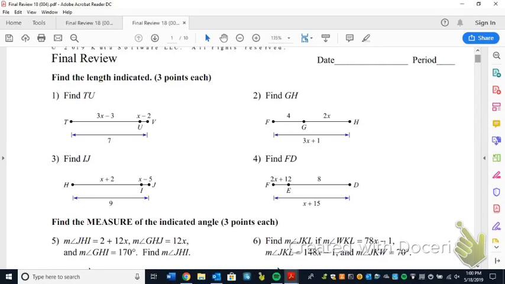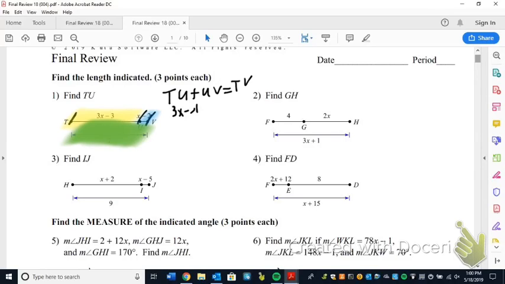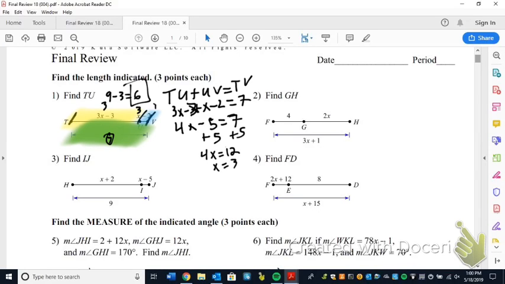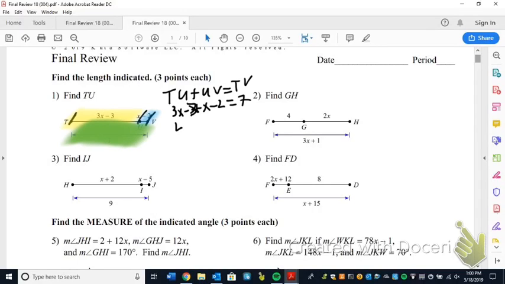So what we know, this is the segment addition postulate. If I add up the distance from T to U, and then add to that U to V, then I'm going to get the distance from T to V. Yellow and blue make green. And then we just plug them in. So we're going to go 3x minus 3 plus x minus 2 equals 7.